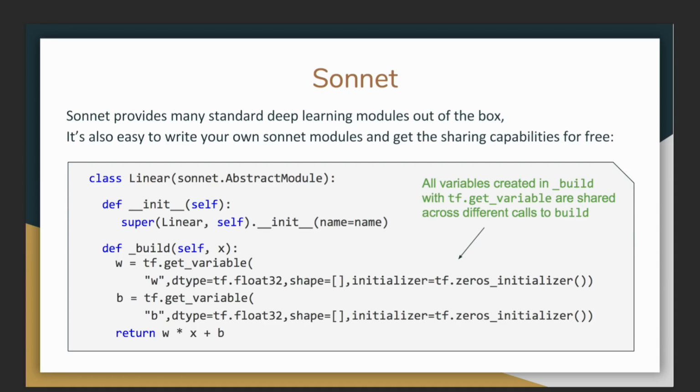And then Sonnet, because you are inheriting from abstract module, would take care behind the scenes of making sure that it doesn't create different variables every time. Every time you call this object, it creates a new graph, but that shares variables with all the previous ones. So it's convenient when you need to share variables effectively.